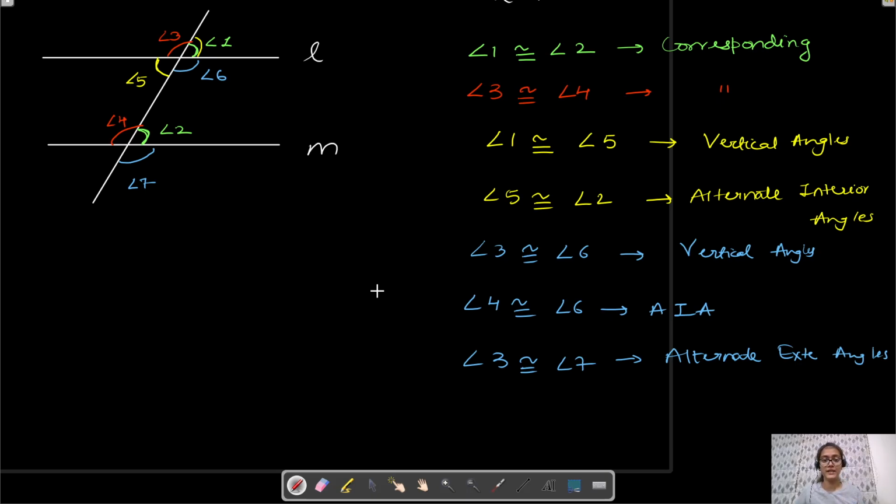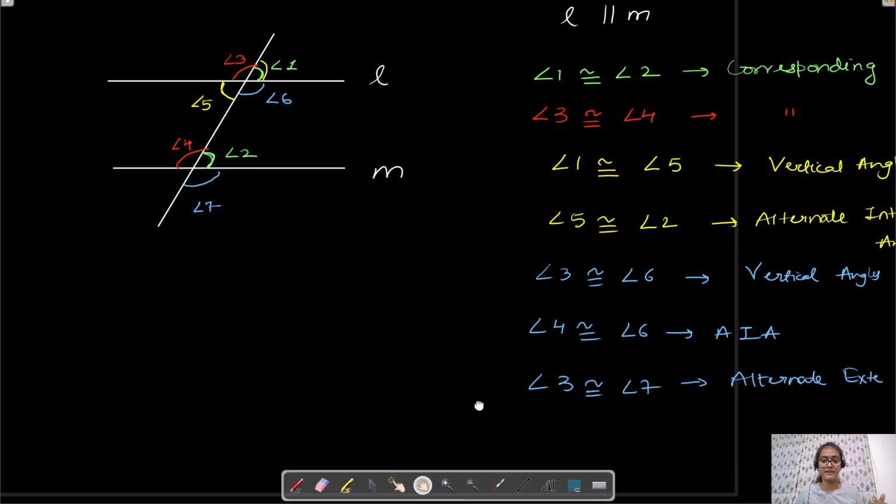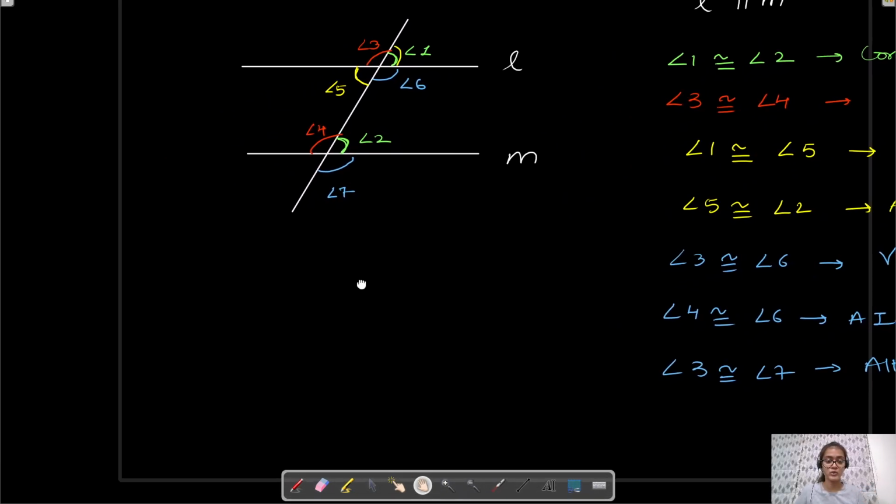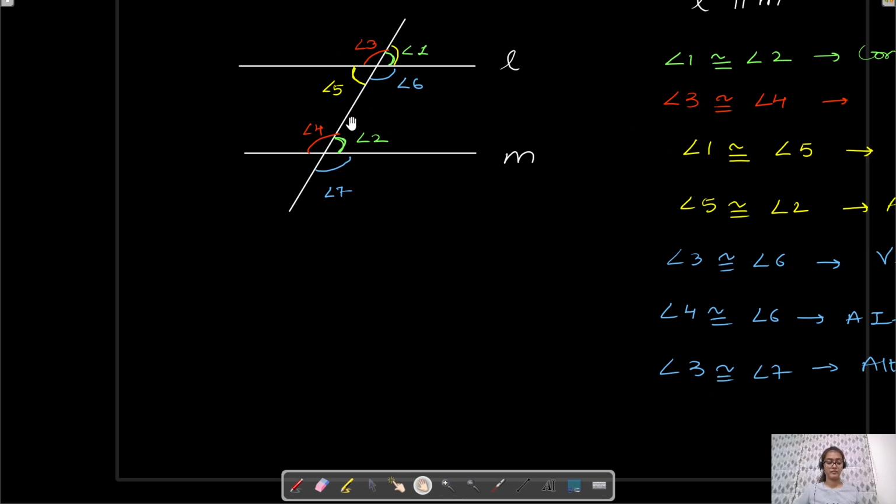Okay, so this completes the different types of angles. Now there is one more property that you should know: angles on the same side of the transversal add up to 180 degrees. So if you see angle 2 and angle 6, they are going to be supplementary. They will add up to 180 degrees.